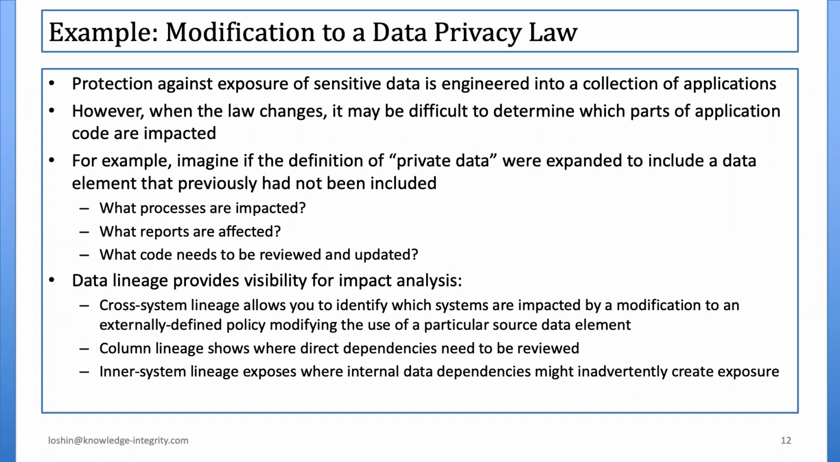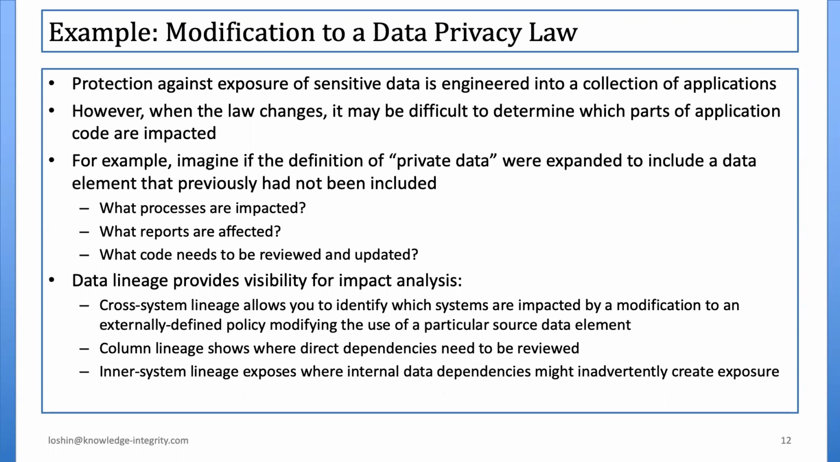So if you've got multiple systems that depend on analyzing data, and all of a sudden the law changes so that some data element in the source is no longer available unless you have a particular right to view that data, how would I know where in the environment I need to make a change? What processes are impacted, what reports are impacted, what systems or what code needs to be reviewed and updated? Data lineage provides this visibility for doing impact analysis.